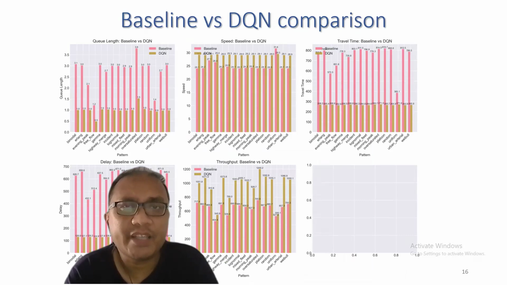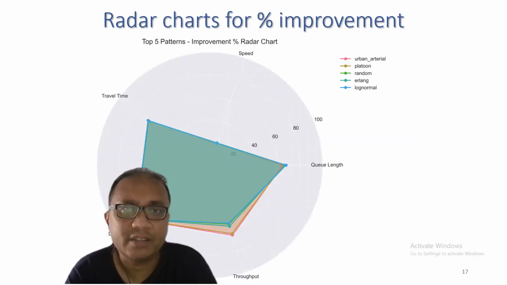And if we compare the baseline adaptive signal with DQN, we can see the queue length, speed, travel time, delay, and throughput, all these five criteria and total 16 headway patterns, their improvement in the models over the baseline model if we consider the DQN adaptive signal.